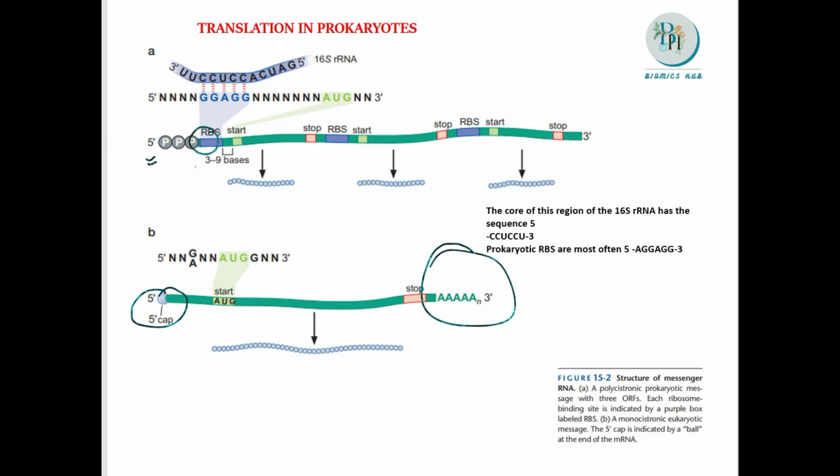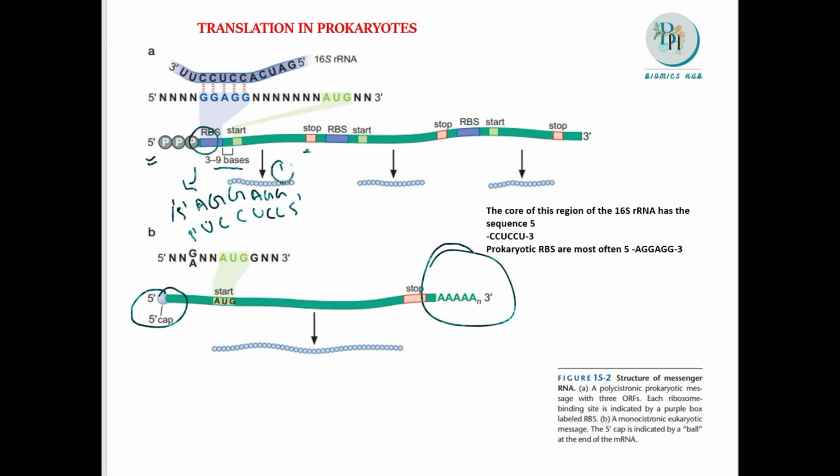This is present in the mRNA, and in this mRNA, there is a sequence from the 5' end, that is AGG, AGG. Complementary to it, present in the 16S rRNA, is UCC, UCC, here 5' and this is 3'. This has a complementary sequence in the 16S rRNA by which the ribosome can bind in this region. After 3 to 9 bases from the ribosome binding site, there is a start site from where the synthesis of the protein takes place, and there is a stop site present here where the protein synthesis stops.